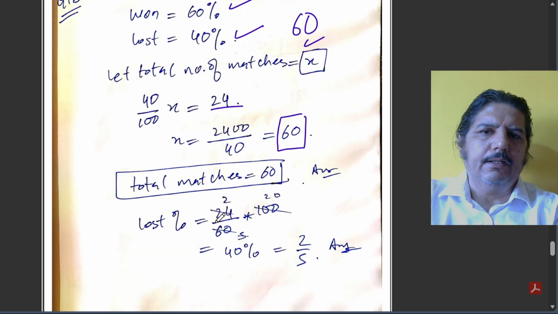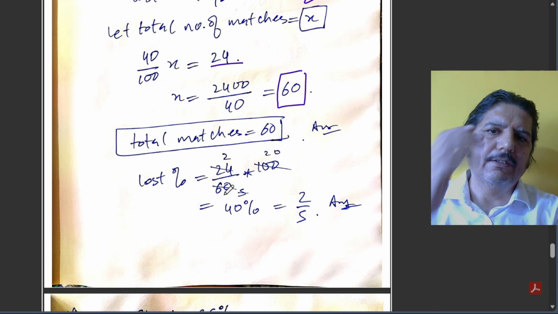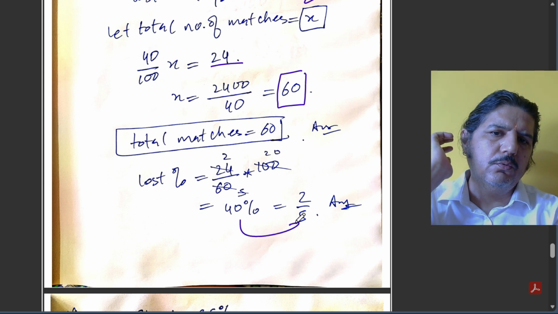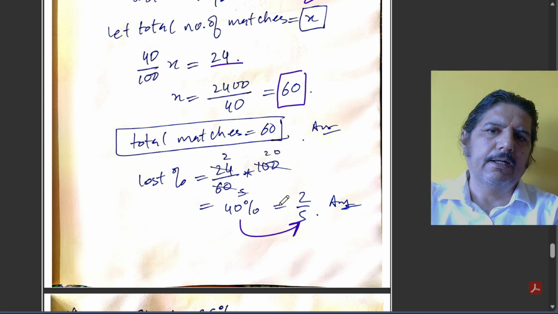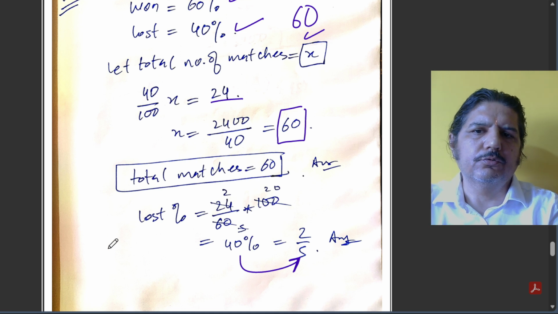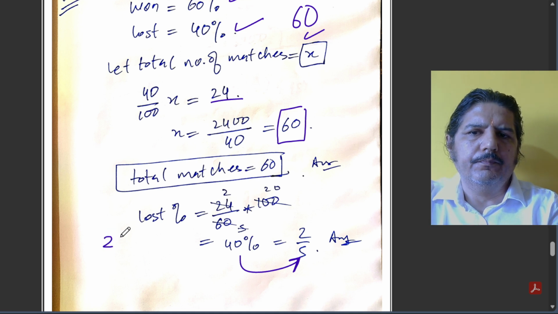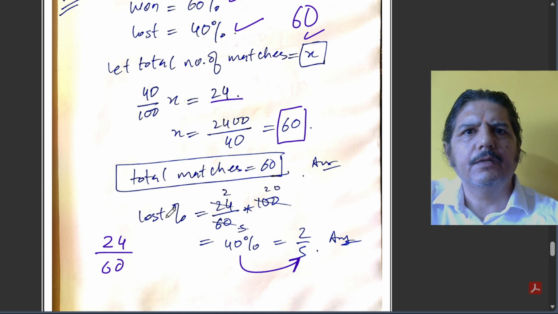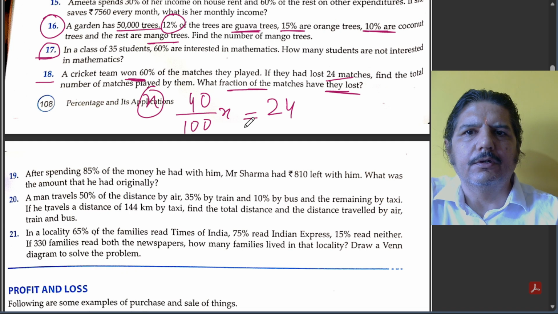So now, if you want to find the fraction, I've found the percentage and then convert it to a fraction. You can directly convert to a fraction also, not an issue. So this will be 24 upon 60. You calculate the value, that will be equal to 2 upon 5. That will be the final answer. Again, a simple question, not very difficult.